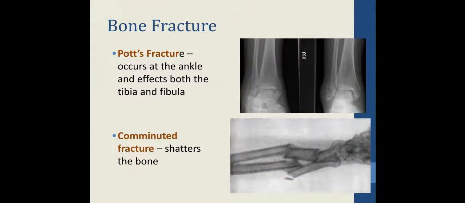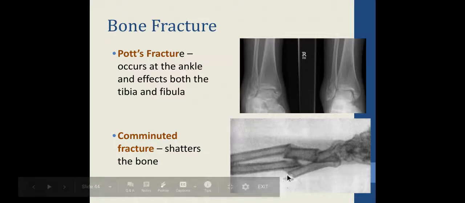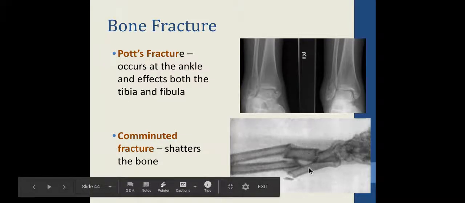You can have something called a Pott's fracture that is going to occur at the ankle and affect both the tibia and the fibula. And that can be like if someone jumps and lands on both of their feet, at the ankle, causing that break. Then you have the comminuted fracture, or shattering of the bone. So you can see here a bunch of different pieces shattered.